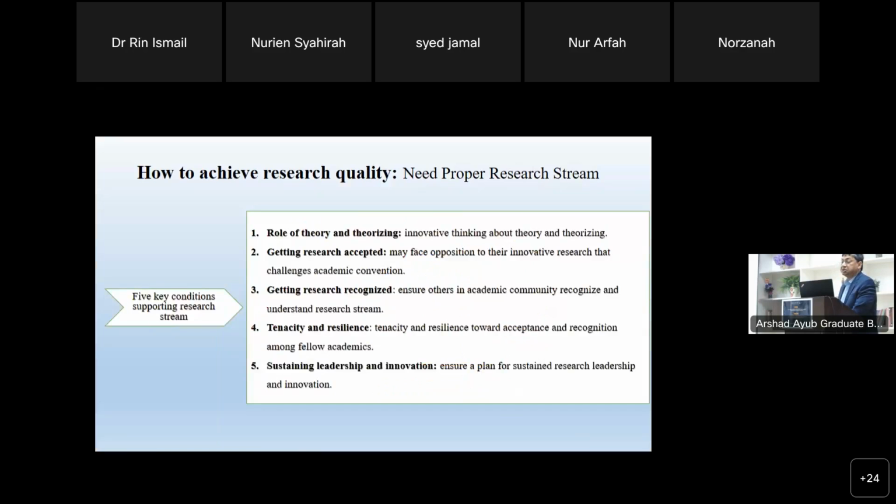Getting the research accepted. So the first thing, the role of theory and theorizing. Innovative thinking about theory and theorizing may face opposition to the innovative research that challenges academic convention. Getting research recognized ensures others of the academic community recognize and understand the research stream.